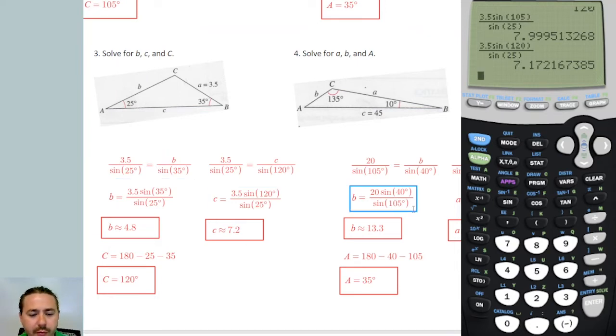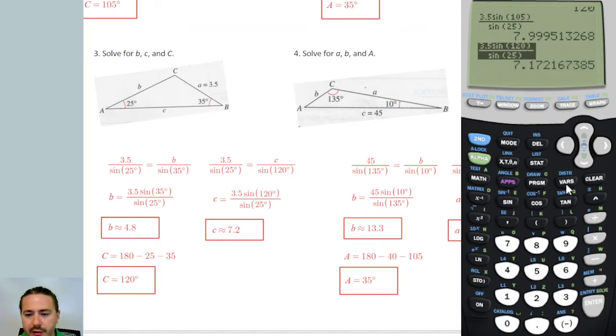Now let's look at number 4. It looks like the pair that we have is this pair of C's. We got the side C, angle C. So we're going to have 45 over the sine of 135 equals, we'll go ahead and get B first because we know angle B is 10. And we'll wait to get angle A at the end. So we have 45 times the sine of 10 degrees divided by the sine of 135.